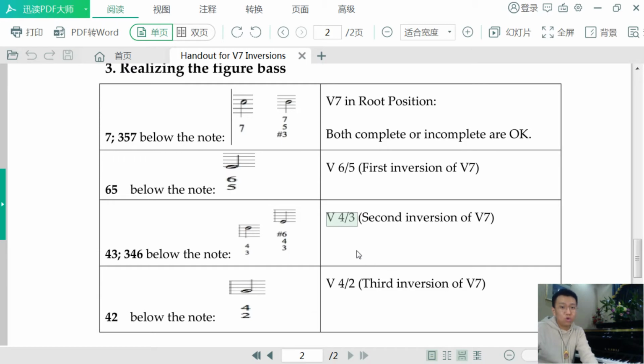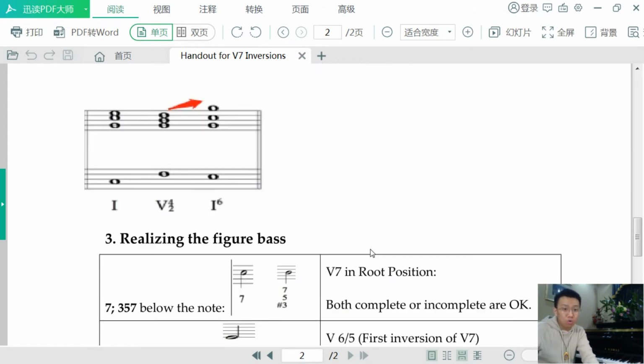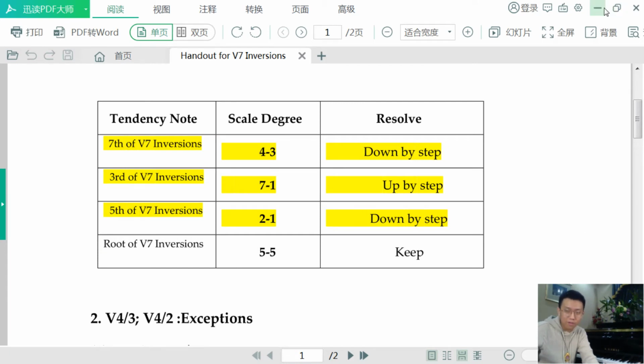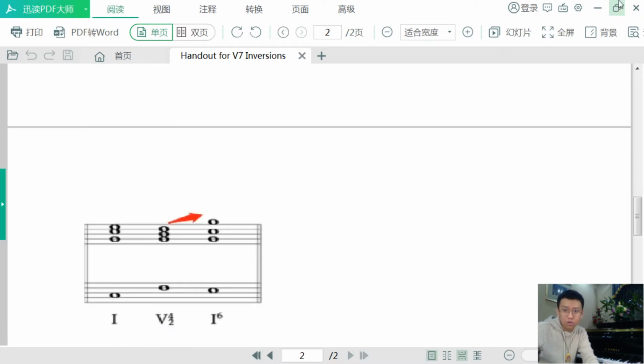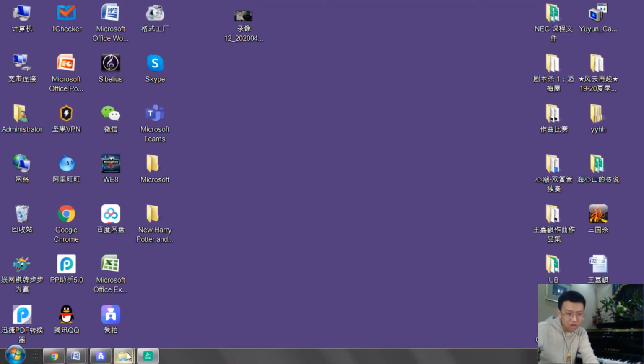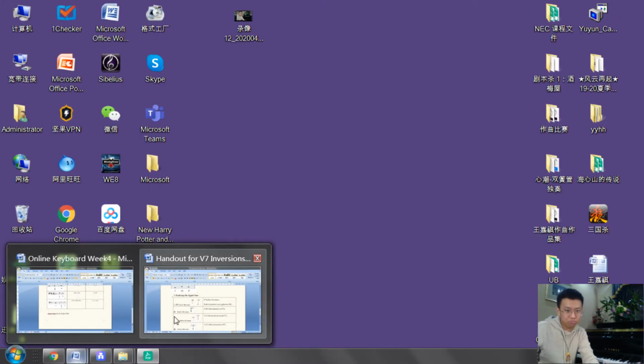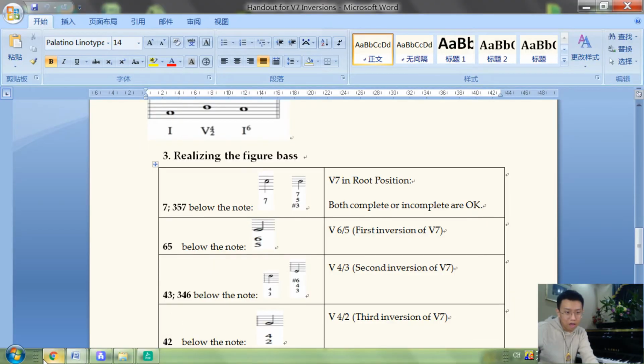So we understand how to realize the figured bass and how to resolve all the 5-7 root position and inversions. The next step is how to use all of them in a longer progression. So now, let me show you how to practice the long progression. That's for today.